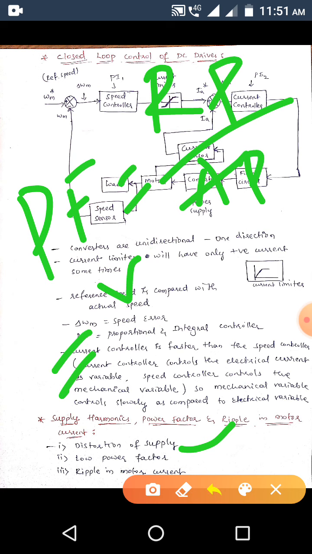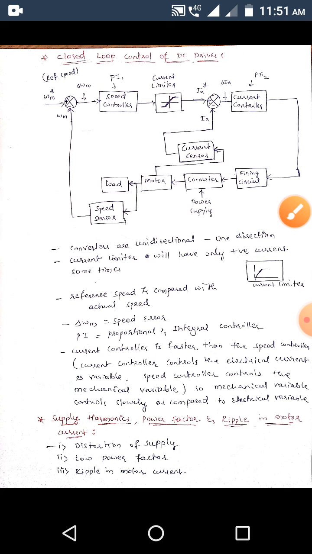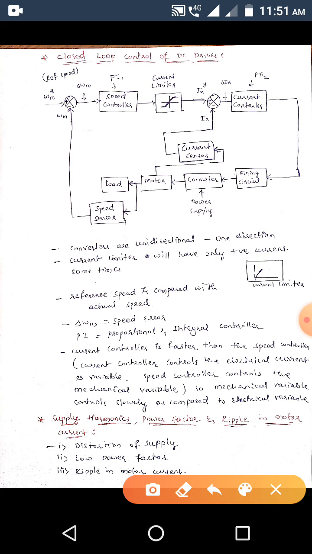Therefore in power factor there will be some displacement factor. When the distortion factor in the power factor occurs, it will be lower than 1. That's why a low power factor occurs in the supply voltage.